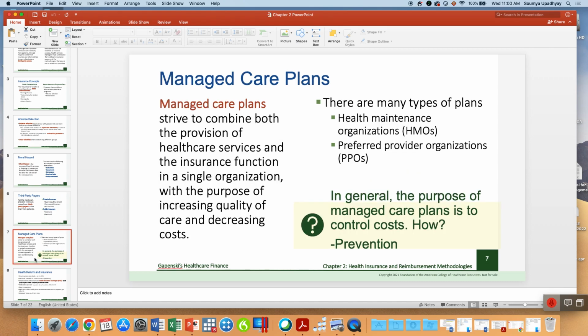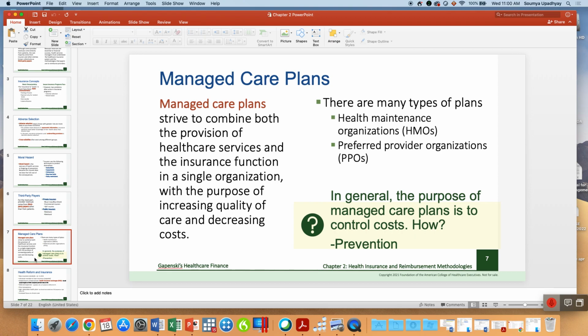Managed care plans, for example the HMOs, theoretically have a stronger incentive to prevent illness than to treat it. They use the primary care physician as the gatekeeper, and the PPO is where people can use providers that are members but they don't have to. Managed care describes a continuum of plans which can vary in their approaches to providing combined insurance and healthcare services. They strive to combine both the provision of healthcare service and the insurance function in a single organization with the purpose of increasing quality of care and decreasing cost.